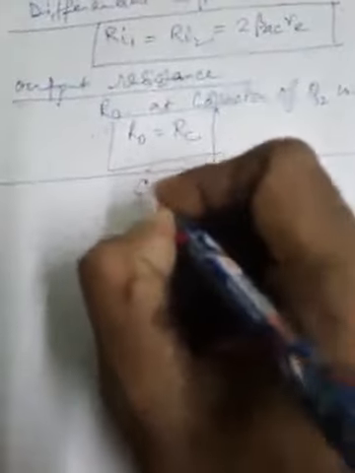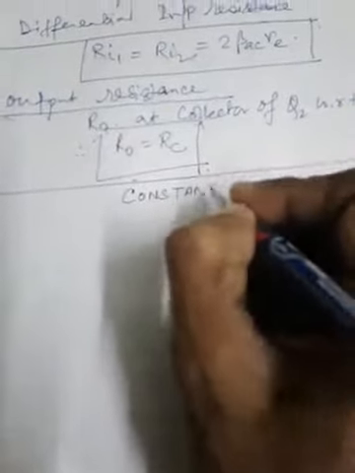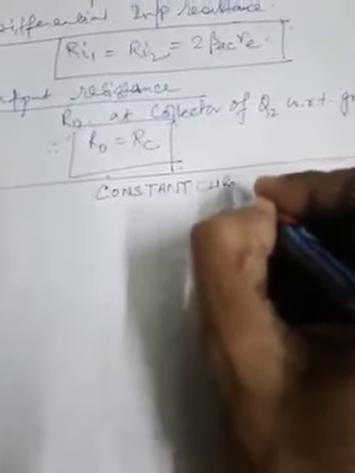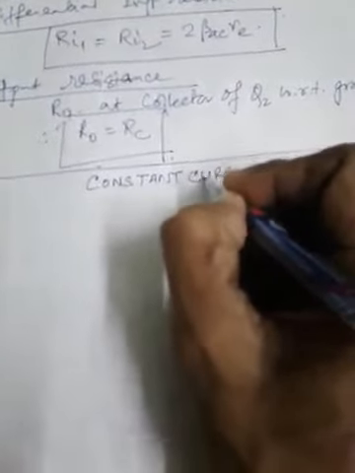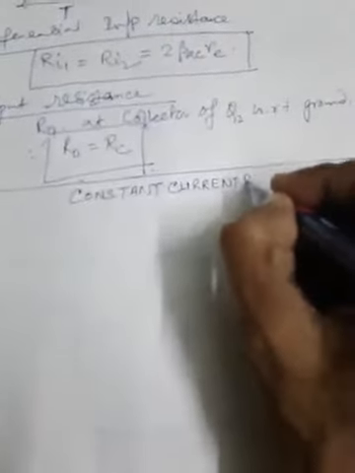Hello students, in this lecture I will be discussing with you about constant current bias, or rather constant current source of working of differential amplifier. So this is constant current bias.